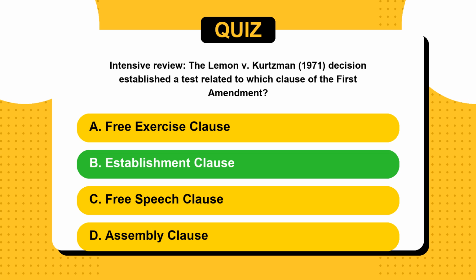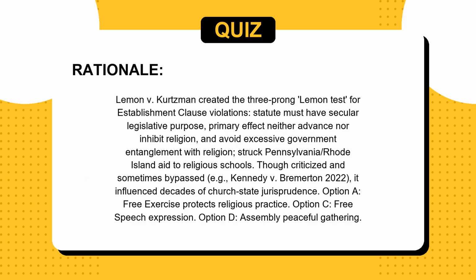The answer is B. Lemon v. Kurtzman created the three-prong Lemon test for Establishment Clause violations. Statute must have secular legislative purpose, primary effect neither advance nor inhibit religion, and avoid excessive government entanglement with religion, struck Pennsylvania/Rhode Island aid to religious schools. Though criticized and sometimes bypassed, e.g., Kennedy v. Bremerton 2022, it influenced decades of church-state jurisprudence.